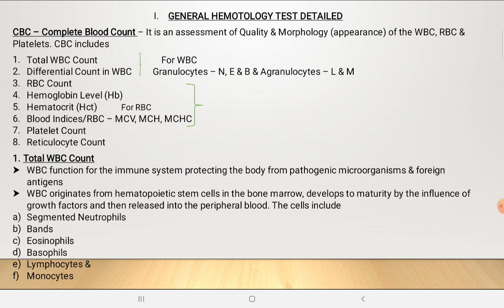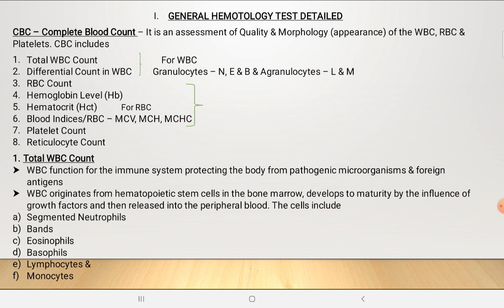Here, there are a number of tests within CBC where it assesses the quality and morphology of the cells, the formed cells. That is your WBC, RBC, and your platelets. So, how good the cells are and how they appear. Accordingly, they are differentiated and diagnosed into different conditions.